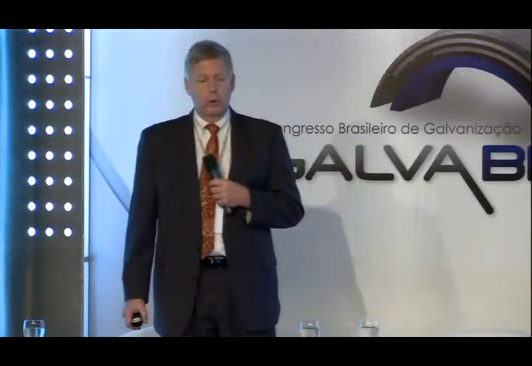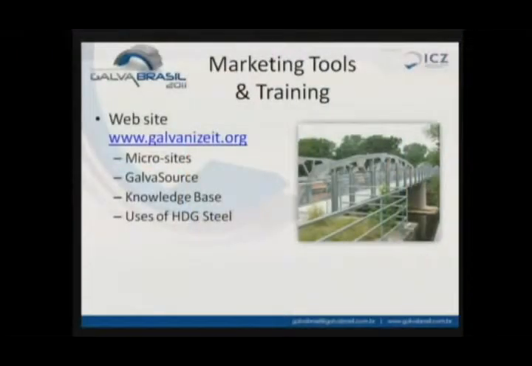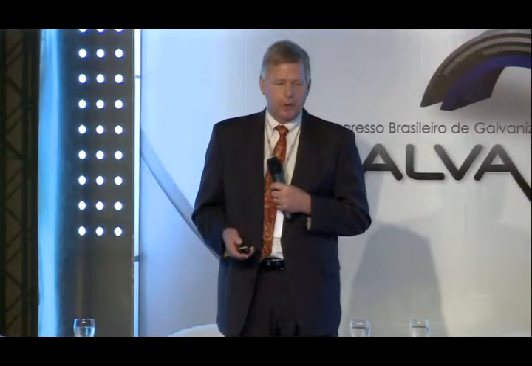So these tools are all at the AGA website, which is galvanizeit.org. On there you can find information. They include what they call microsites. Microsites are in specific applications, like the parking garages, like municipal structures and other sites that are very specific to applications and markets. So when they are promoting these different applications, the customer is referred to these microsites.